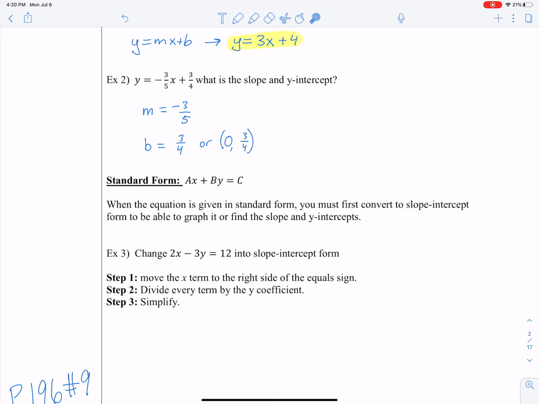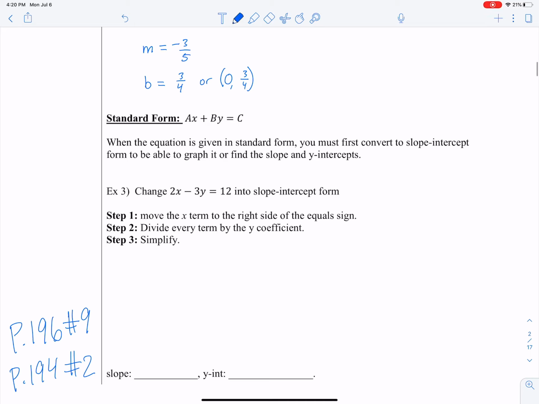Okay. So now it says change this standard form into slope-intercept form. We're going to do this in a few steps. We want to get it to look like y is equal to mx plus b. That's what we're going for when it says slope-intercept form. My recommendation for these questions would be to write what you're aiming for right on top.